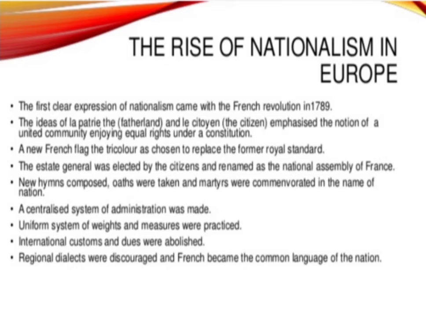A new French flag, the tricolor, was chosen to replace the former royal standard. The Estates General was elected by the body of active citizens and renamed the National Assembly. New hymns were composed, oaths were taken, martyrs were commemorated, all in the name of the nation. A centralized administrative system was put in place and it formulated uniform laws for all citizens within the territory.